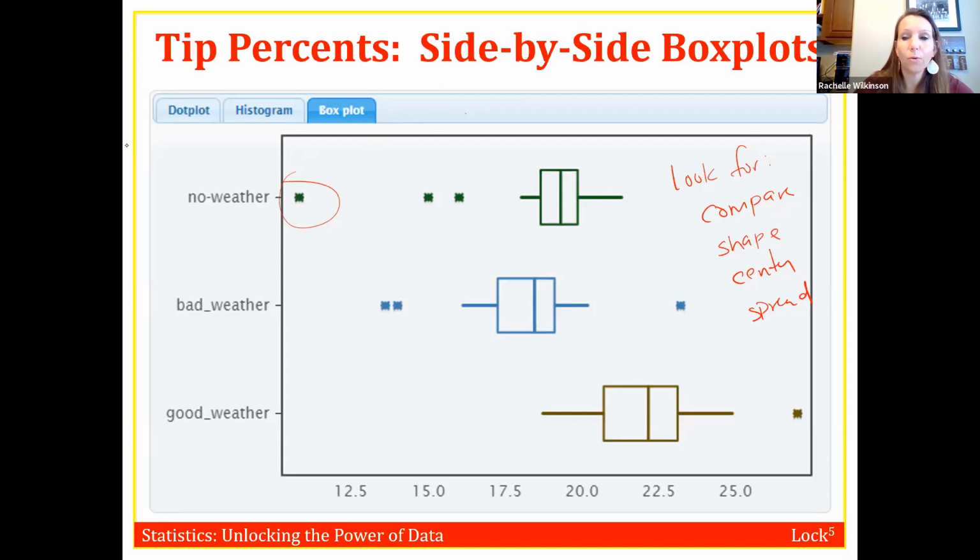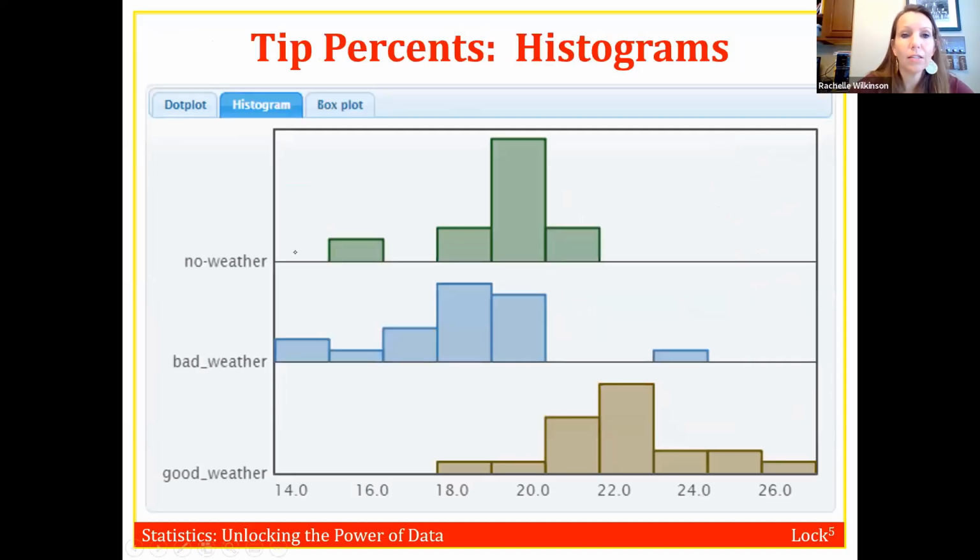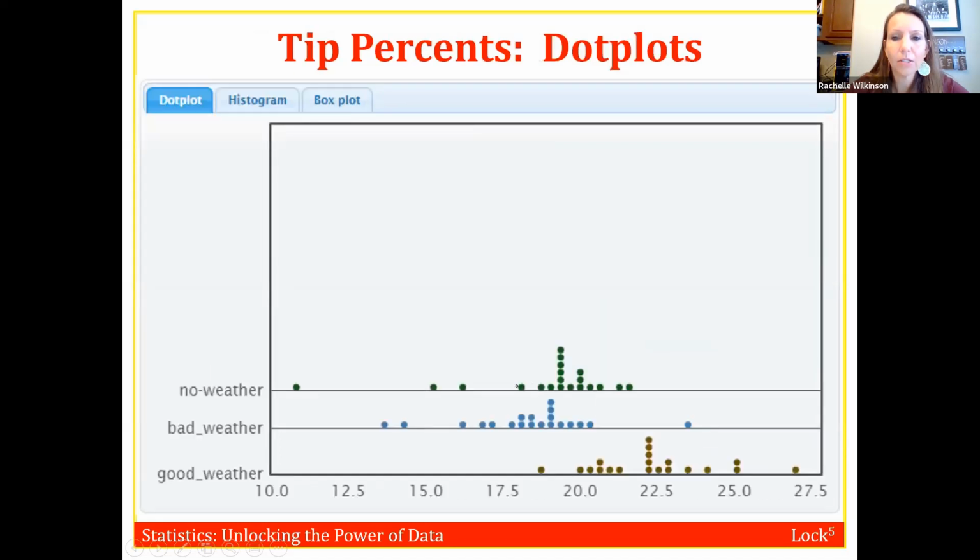We can also look for similar kinds of things on the stacked histograms, which you see here. The nice thing about the histograms is that we can get a better indication of the shape, looking at those. And we could also look at dot plots. The dot plots and the histograms are a little bit similar looking to each other. This is what they look like inside of StatKey.